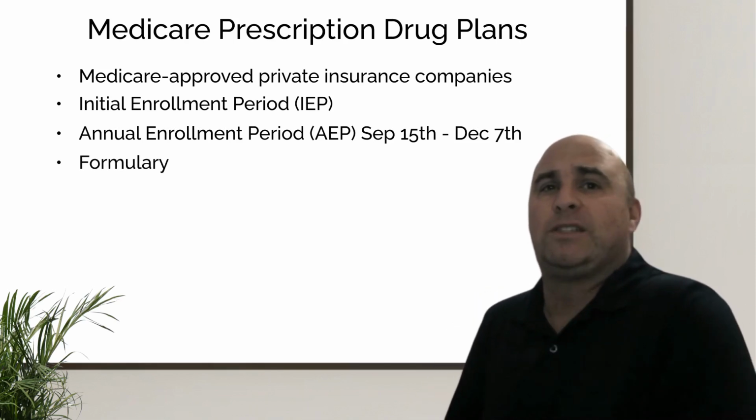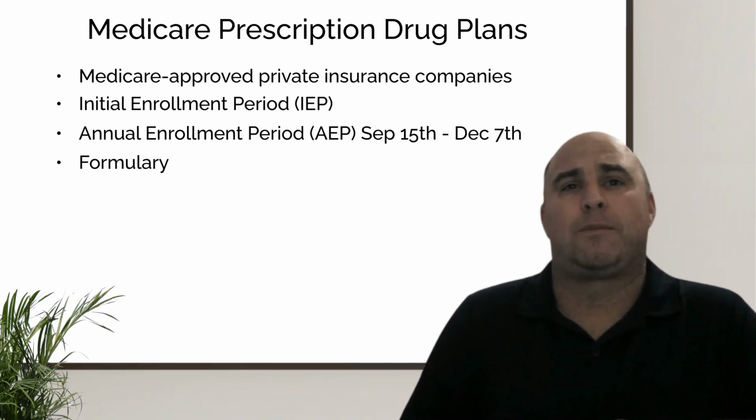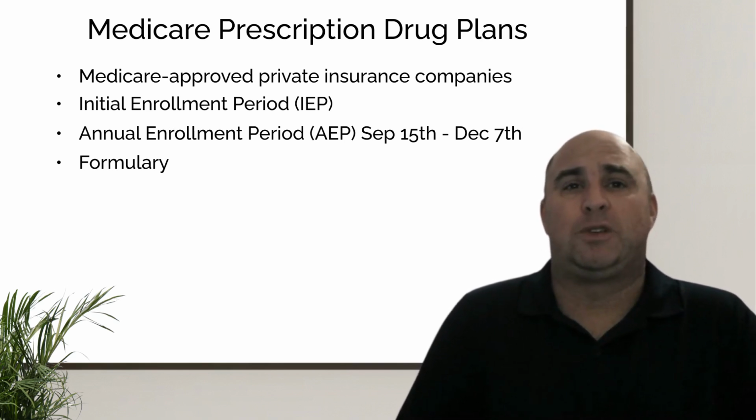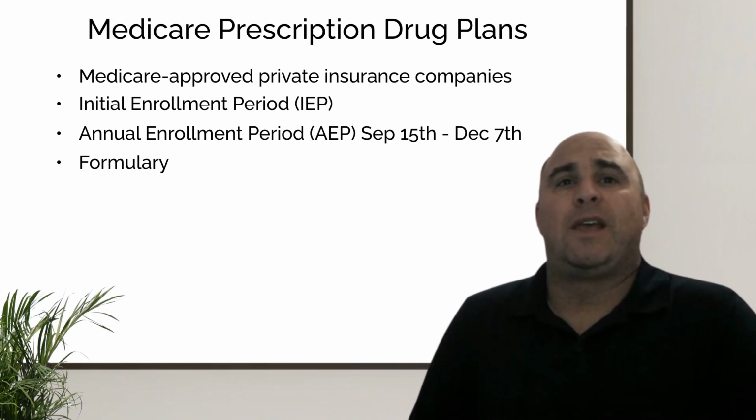Coverage. Each Part D plan has its own list of covered drugs, known as a formulary. These drugs are placed into different tiers, with each tier representing a different cost. Typically, the lower the tier, the lower the cost of the drug. Generic drugs are usually in the lower tiers, while brand name and specialty drugs are in higher tiers.